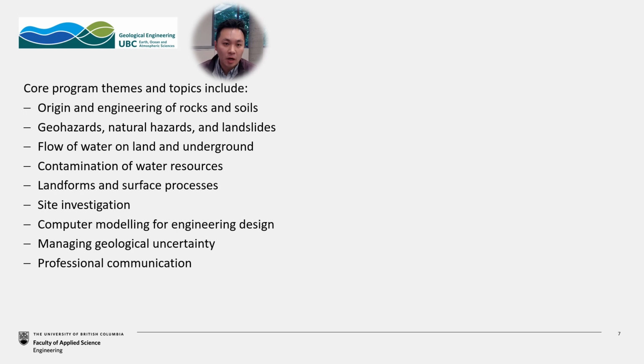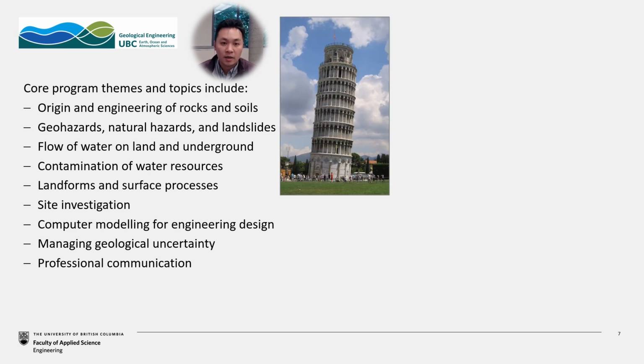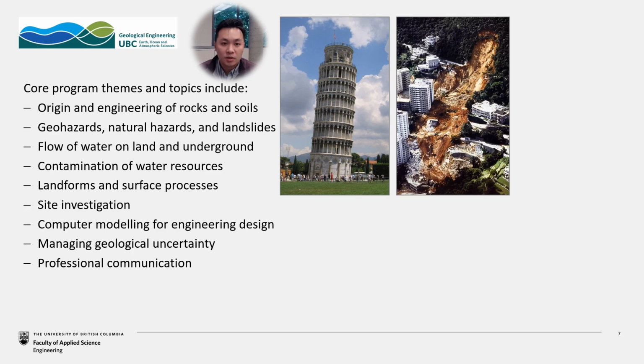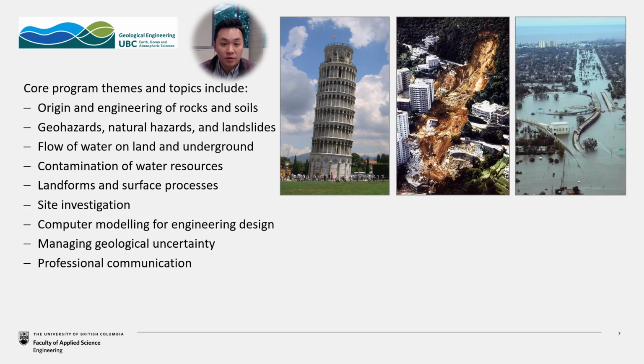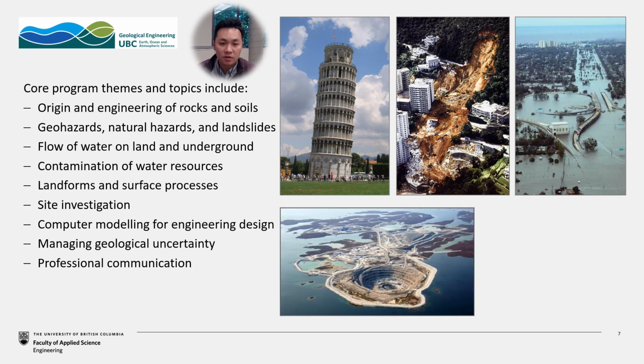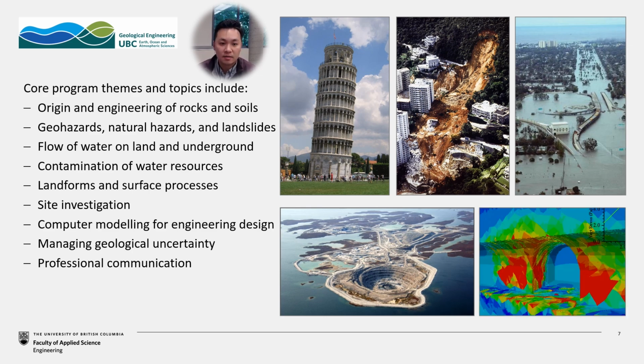Some examples of topics that you may learn through the program are the origin and engineering characteristics of rocks and soil, geohazards, natural hazards and landslides, the flow of water on land, surface, and underground, contamination of water resources, landforms and surface processes, site investigation, including advanced field techniques, computer modeling for engineering design, managing geologic uncertainty, and last but not least, professional communication and how to communicate with technical and non-technical audiences.